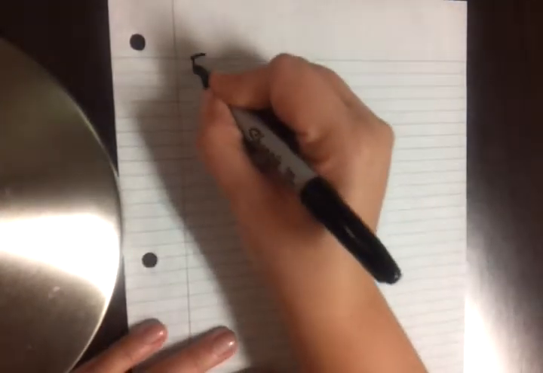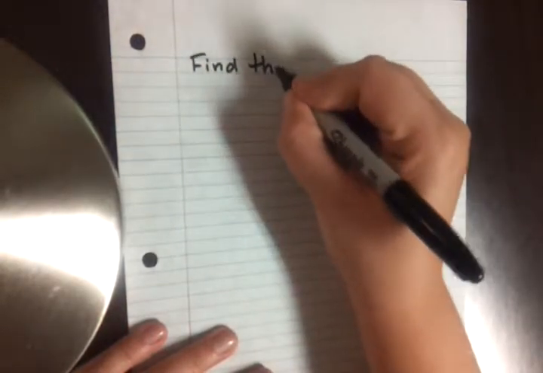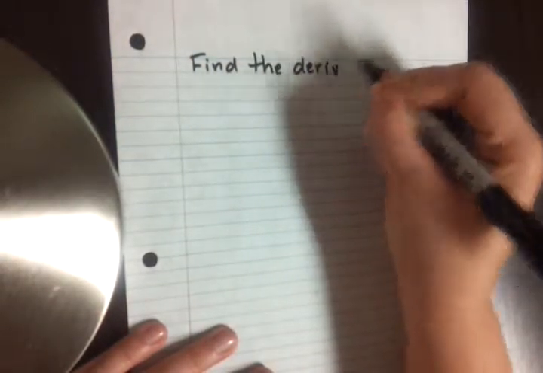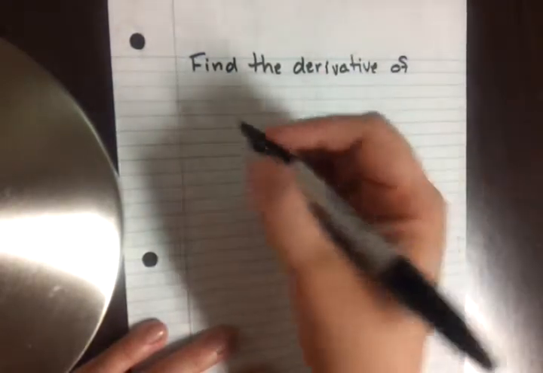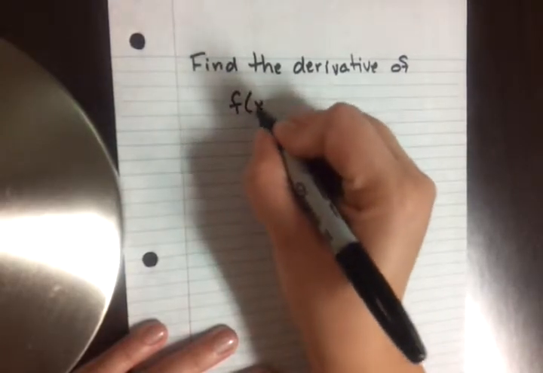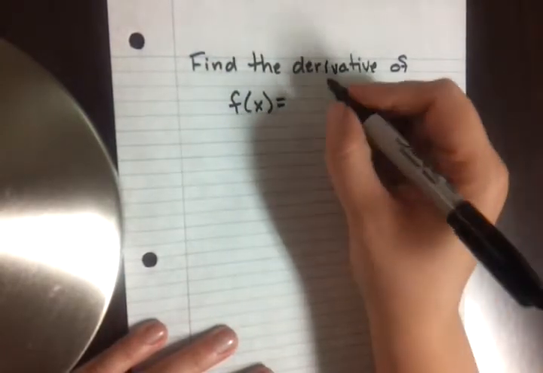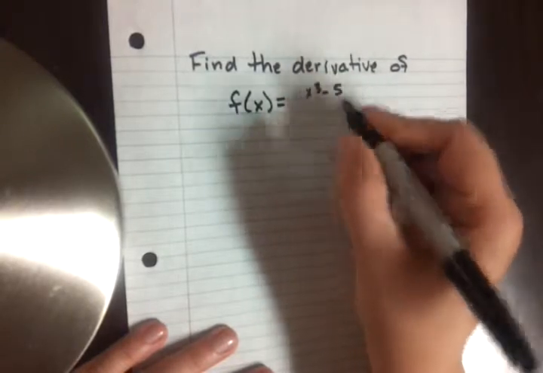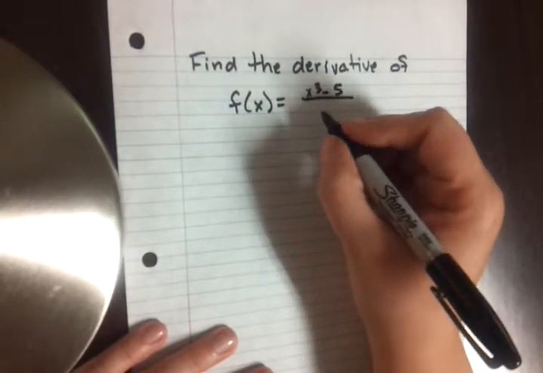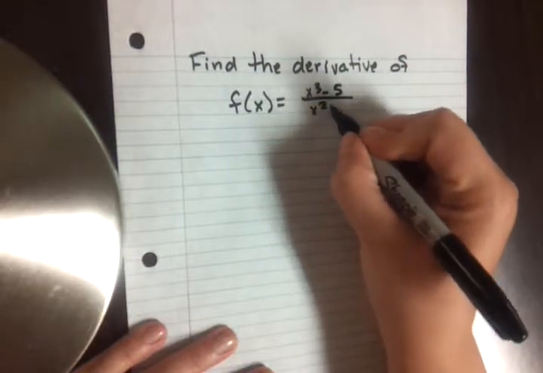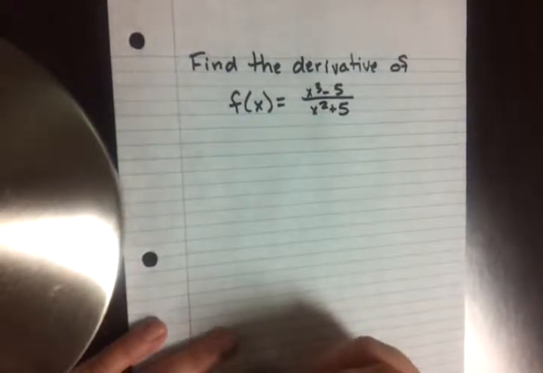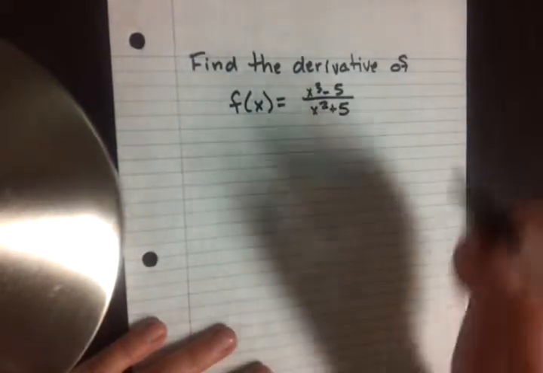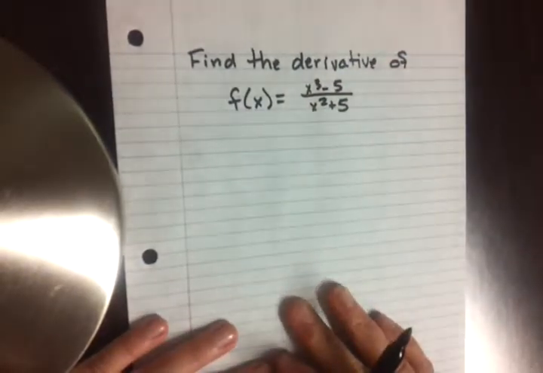to remember it. So the question says find the derivative of, and they give us the function f of x equals x cubed minus 5 over x squared plus 5. Okay. So we have something that looks like a rational function. And the reason we need to use the quotient rule is because we're dividing two polynomials by each other.